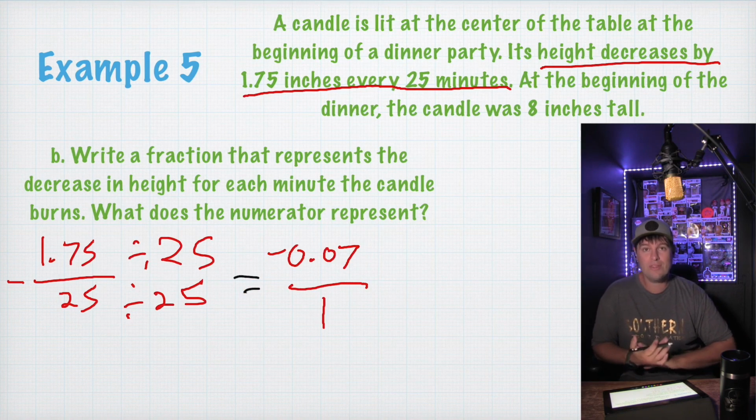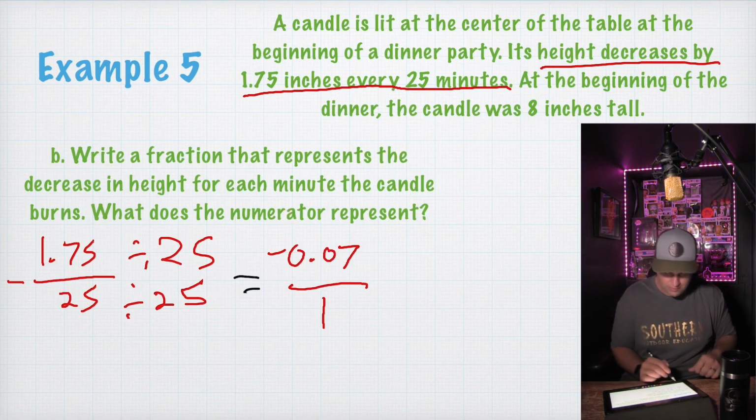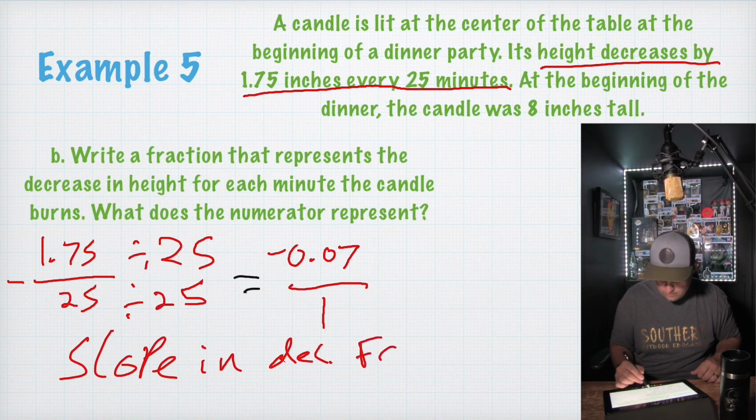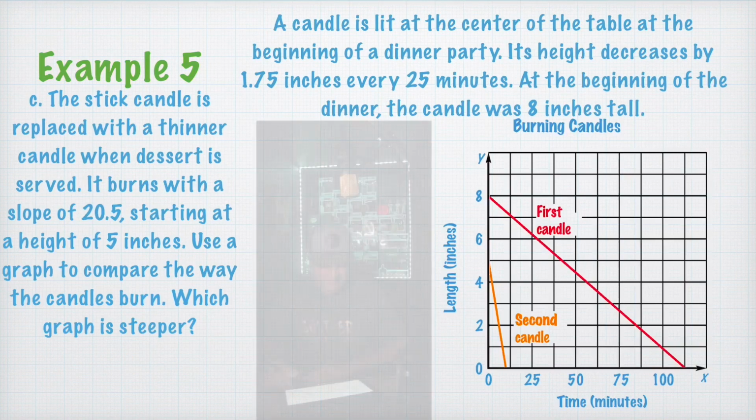Now, they want to know what the numerator is representing. Well, the numerator is actually representing the slope in decimal form. So it represents slope in decimal form. Okay? Yeah, let's keep going. We're almost done.